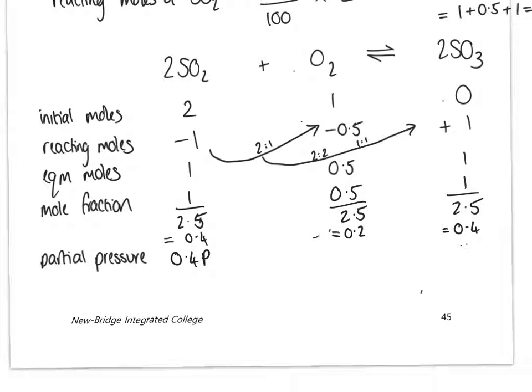Partial pressure of oxygen is 0.2 P. Okay, and then for sulfur trioxide, it's going to be 0.4 P. If you want, write in P total, if that helps you. So we're at the stage now of putting these partial pressures into our expression for Kp.